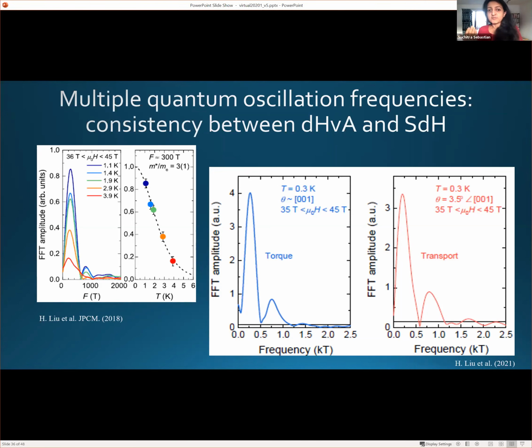That's about 3 electron masses, which is much heavier than in SmB₆, where all the frequency masses were in the range of 1 or lower. So low frequencies had much lower than 1 electron mass. This observation of multiple frequencies is not surprising, given that it's such a complex band structure. You would certainly expect multiple quantum oscillation frequencies.